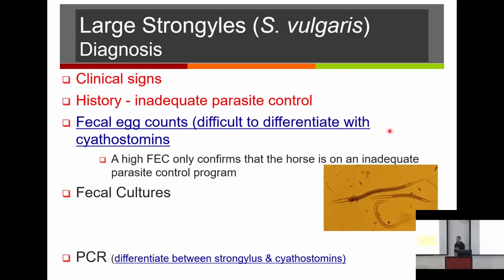So that is somehow differentiable between Cyostomum and the Strongyles. We could talk about Cyostomum later on, but these two, small and large Strongyles, are a little bit difficult to differentiate. However, PCR is one of the best methods. I will show you what we have developed to differentiate, especially Cyostomum, not the Strongyles at this stage, but in the next part of my lecture, I will show you the new technologies we developed to differentiate this group of parasites.